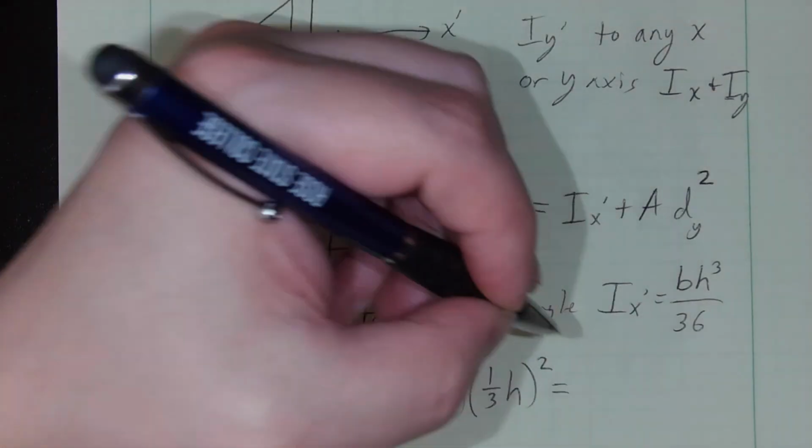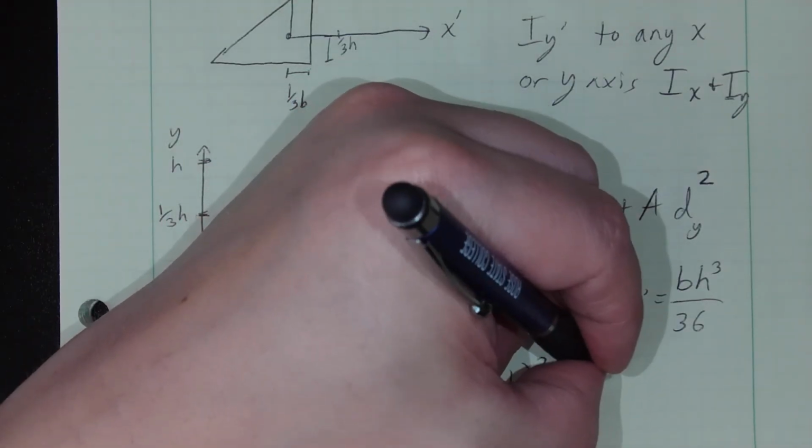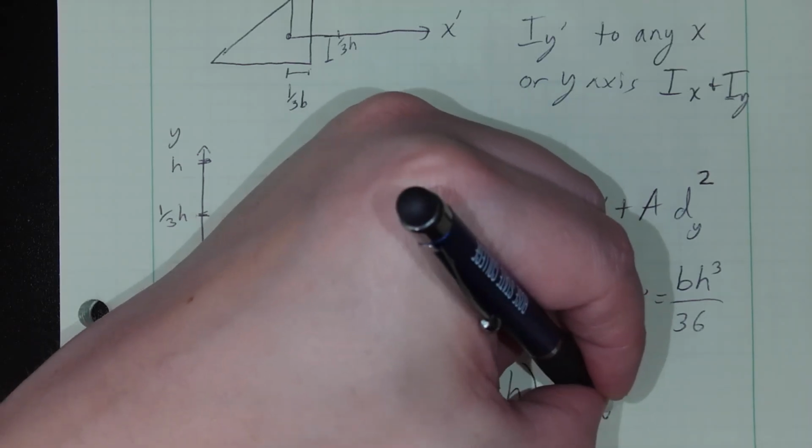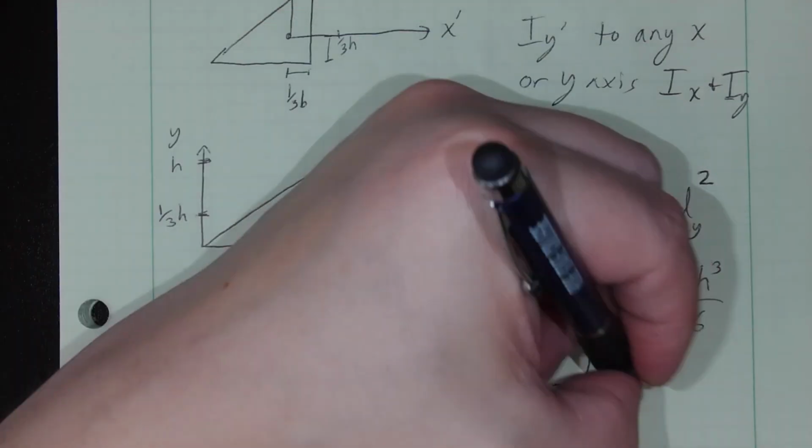Okay, so let's do some math. Let's math the math here. bh cubed over 36, we're not going to touch that guy yet. Let's simplify this quantity here.